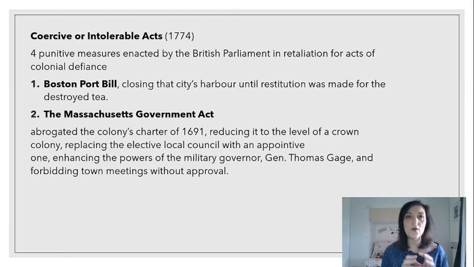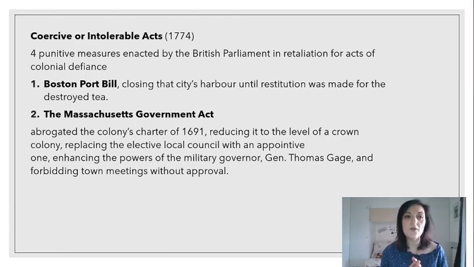Let's focus on these intolerable acts of 1774. Please pay attention and take notes, because you will not find much about these intolerable acts in your textbook. You will only find some words and I would like you to know something more about them. So please listen to me and if you can, take notes.